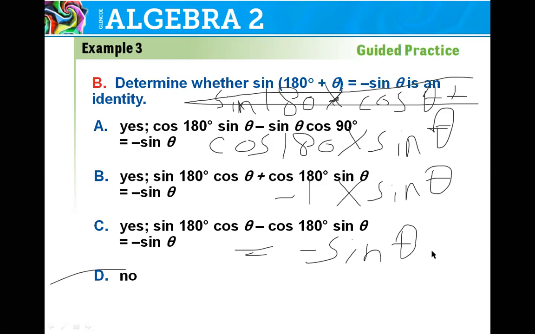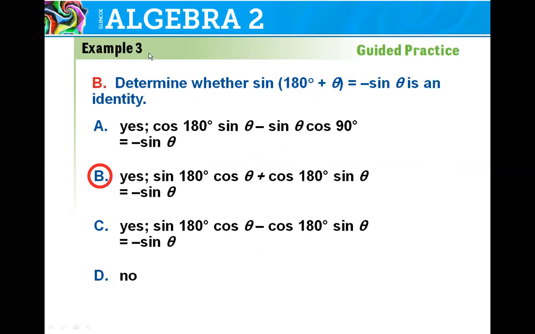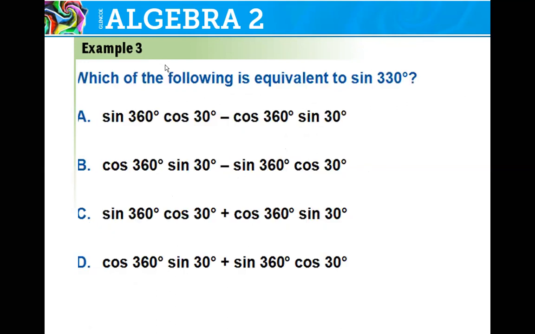So we cancel D. The answer is negative sine theta. I think this one, B. Letter B is the result because we have the rule sine cosine plus cosine sine, and the final answer is negative sine theta. So this is the answer of the problem. I'm going to the next example.